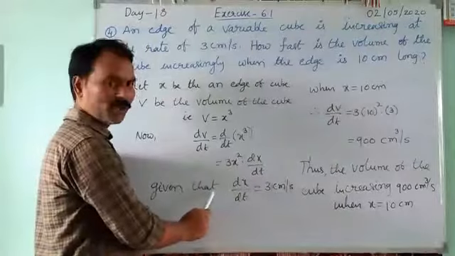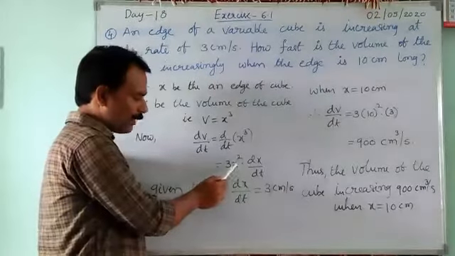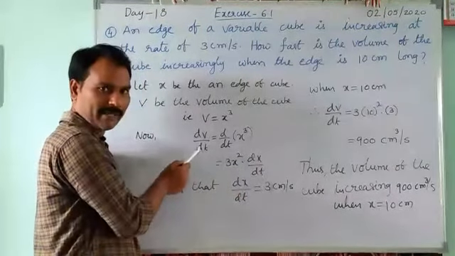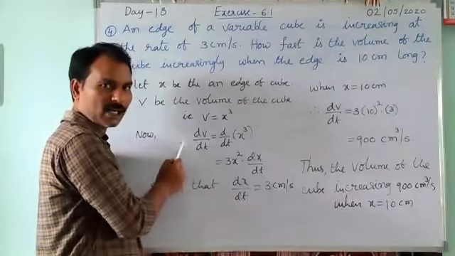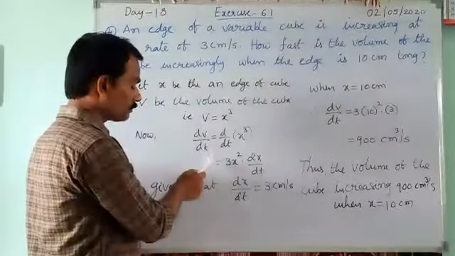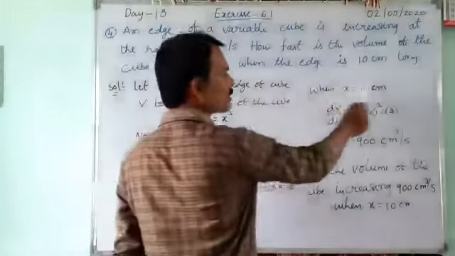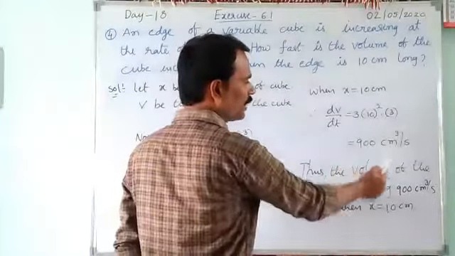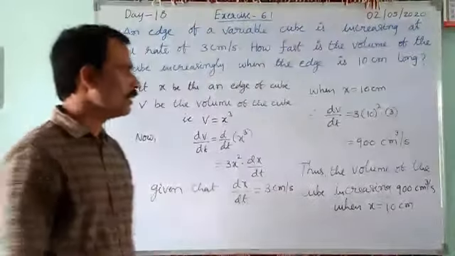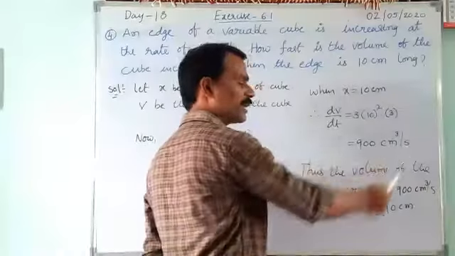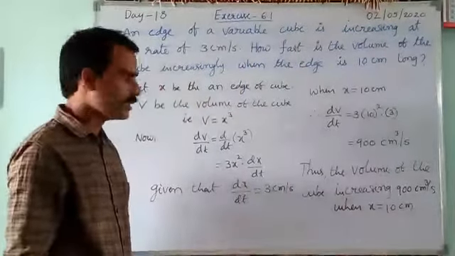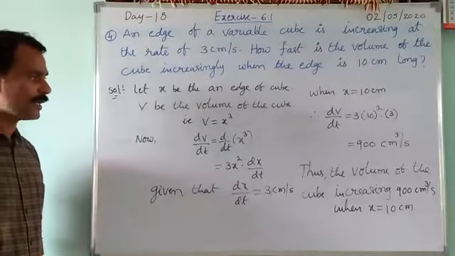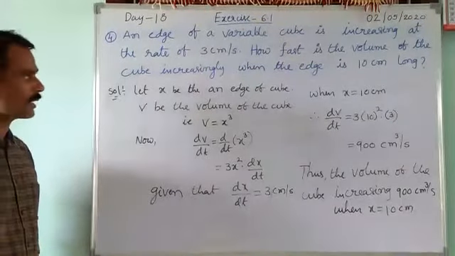Already we know that if we have the x value and the dx by dt value, we can easily calculate the dV by dt value. dV by dt means the rate of change in the volume. Given that x is equal to 10 centimeter, the edge is 10 centimeter. Just substitute the values, we get 900. The 900 is nothing but cubic centimeter per second, or centimeter cube per second. Thus, the volume of the cube is increasing at 900 centimeter cube per second when x is equal to 10 centimeter.